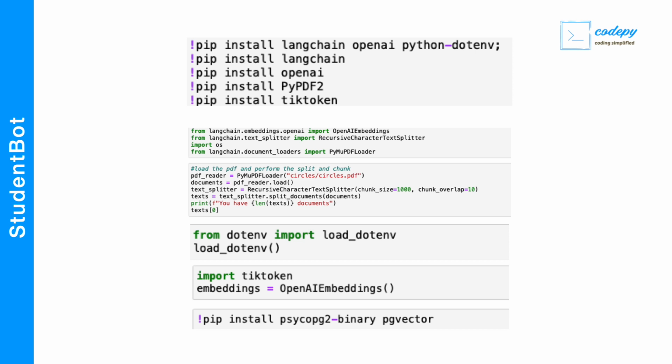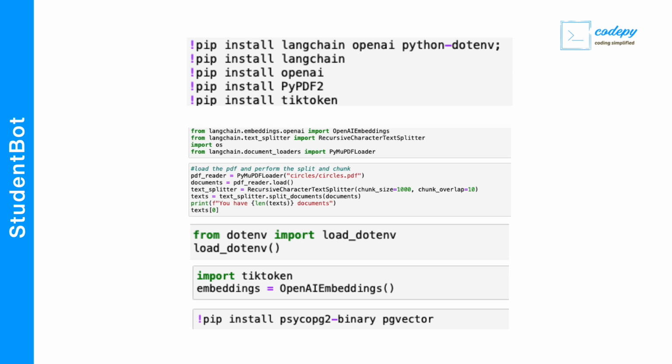So the packages we have used: LangChain, OpenAI, Python, .env. .env is for loading the environment variable. So pip install LangChain, OpenAI, PyPDF2, which I have used for a specific purpose. You don't need it. Tiktoken and PyMuPDF are also used for different purposes.